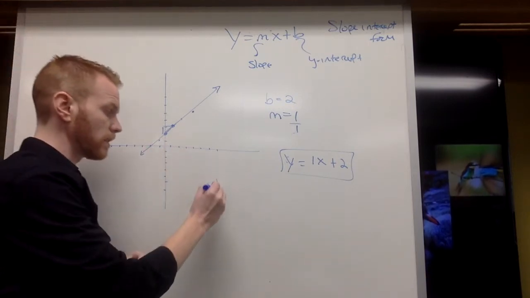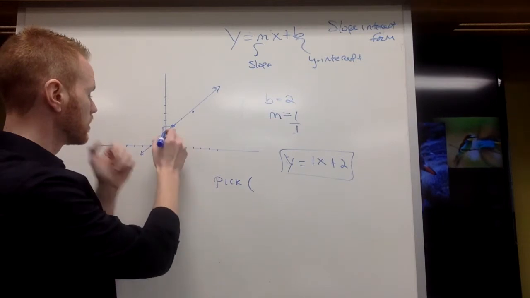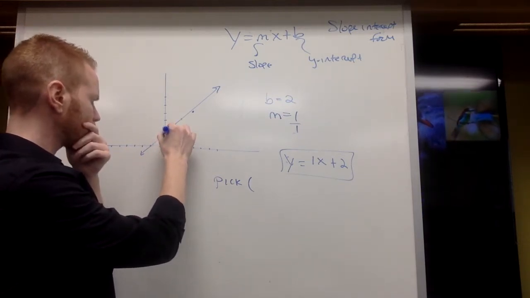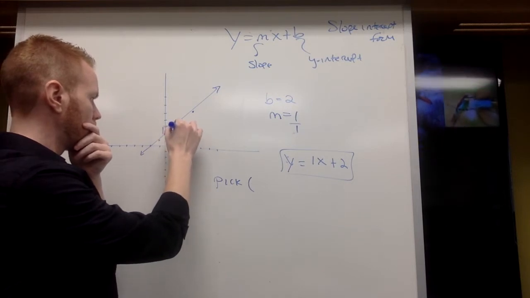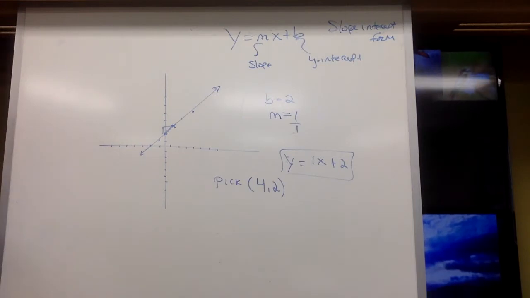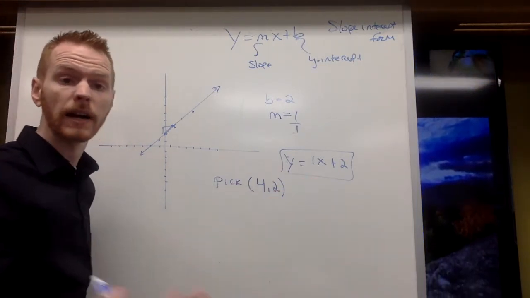Let's just pick a point. So let's pick, I don't know, let's say 2, so that's 0, 2. This would be 3, 1. This would be 4, 2. So let's pick 4, 2. Okay, 4, 2 is actually on the graph here. And what I'm going to do is plug it into here and verify that it is going to work.